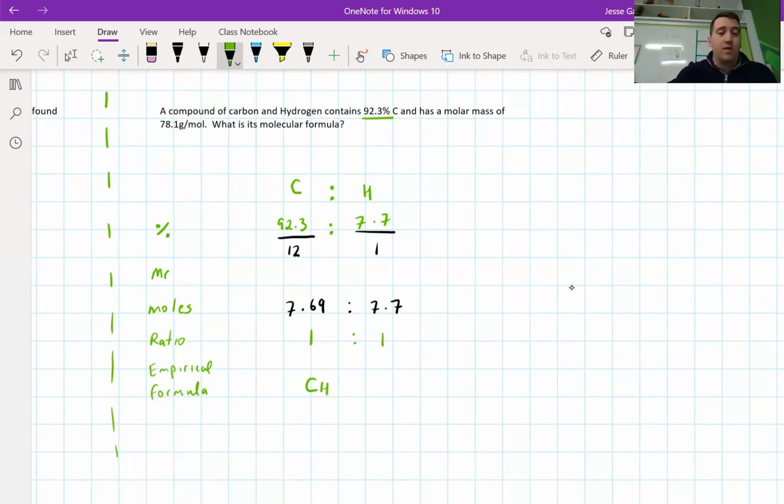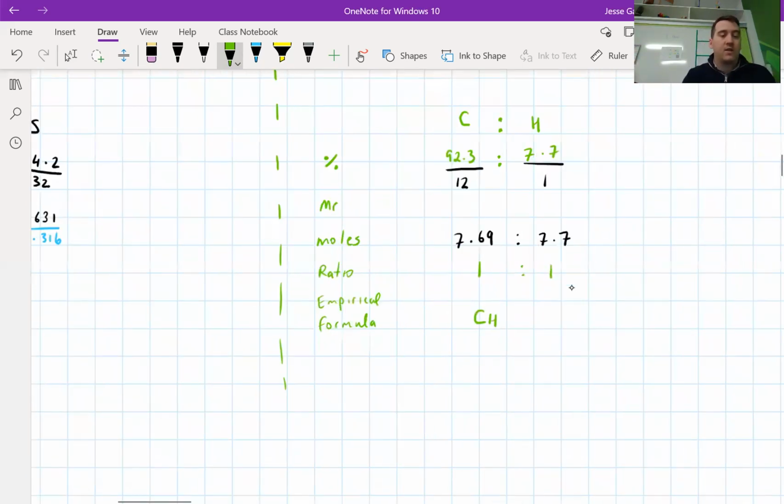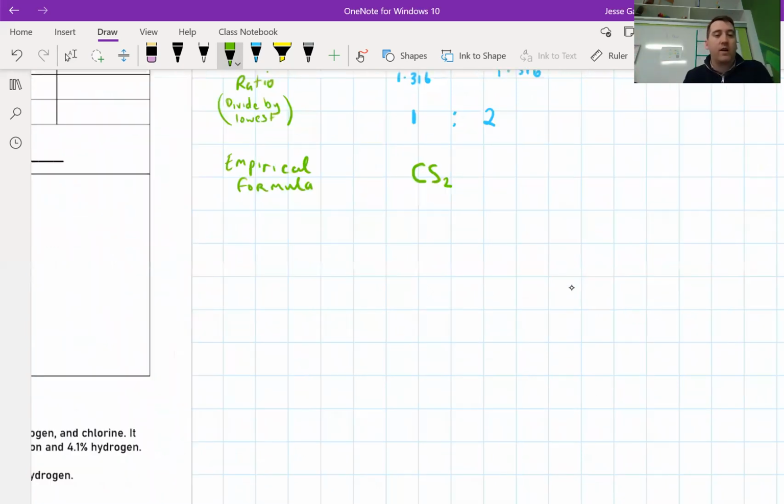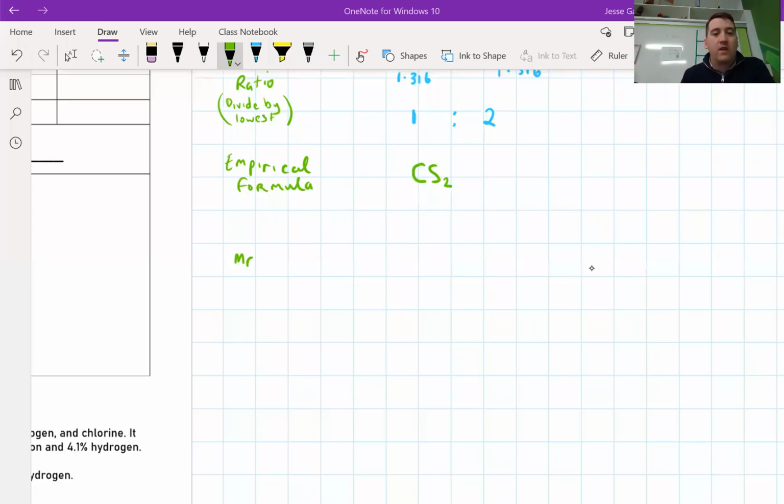All right, the next thing that we want to do then is let's think about the next steps. The next thing we want to do is work out the MOR of the empirical formula. So the way we do this is we take this CS2 and we find out what the mass or the MOR of that would be. So the way I do this is work out the masses. So carbon has a mass of 12, plus there's 2 sulfurs, and each sulfur is 32. So 32 times 2. You could do plus 32, be the same thing.